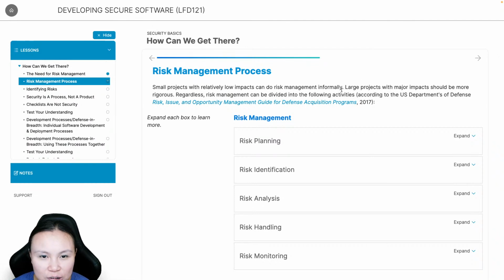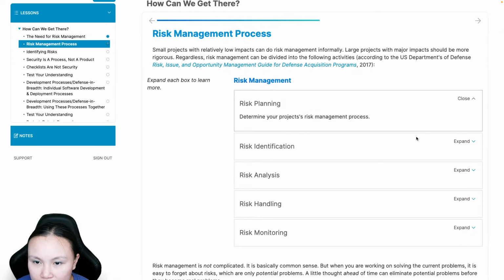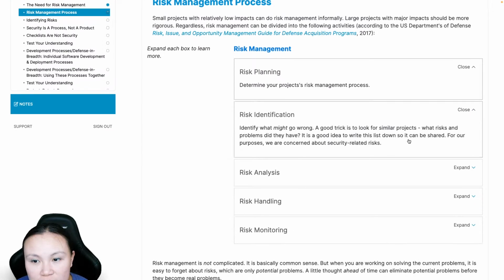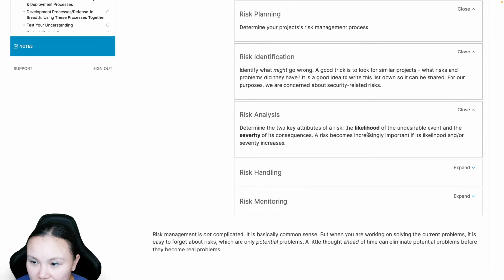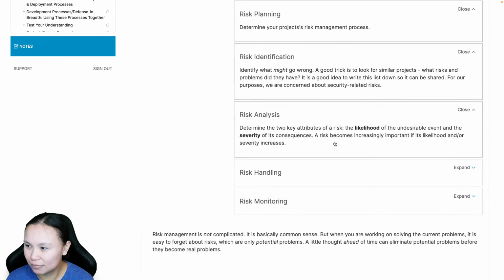Okay, so the risk management process. We have planning: determine your project's risk management process. Then identification: identify the potential problem before it becomes a problem. That's the key thing. Then risk analysis: the likelihood of those undesirable events and the severity of the consequences. There are different levels of vulnerability, right? There are severe ones and less severe ones. So understanding which one the risk belongs to is also very important.